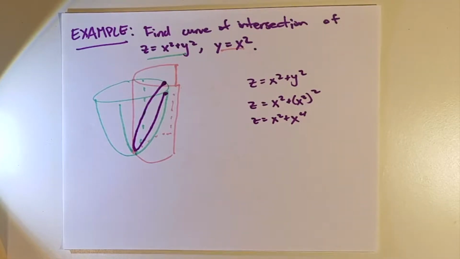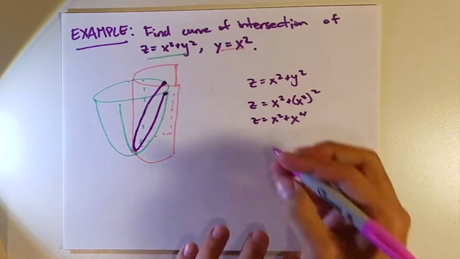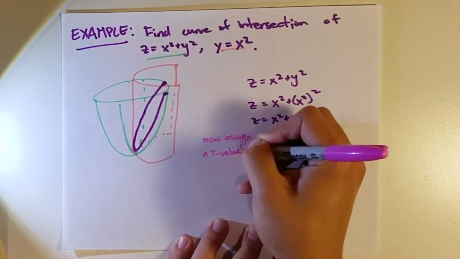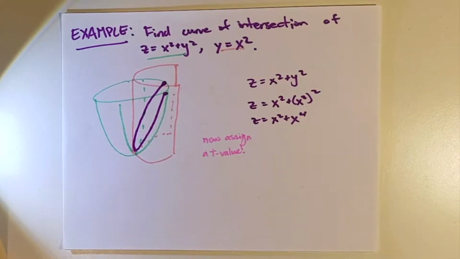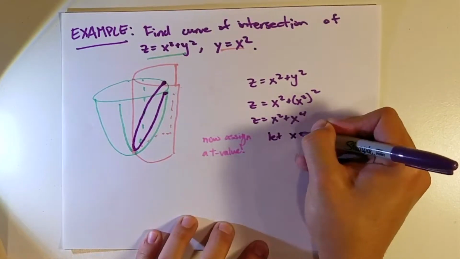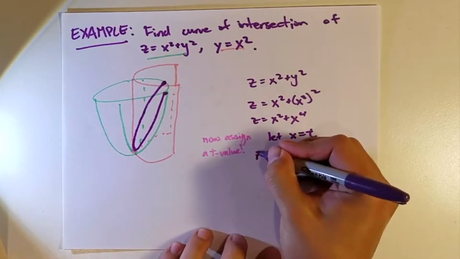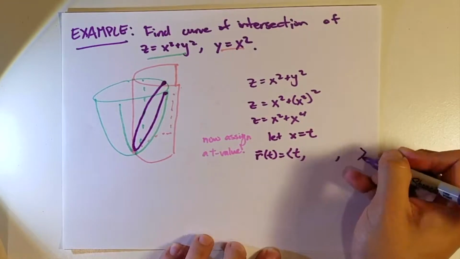Now let's make a vector-valued function. Recall that a vector-valued function is a function that is dependent on t, or time, and is represented by a bunch of vectors. We need to parameterize. Assign x equals t. Since x goes from negative infinity to positive infinity, we assign that to t. Now our vector looks like this.